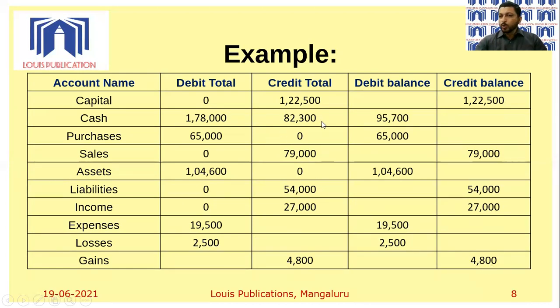Remember, whatever is shown over here is fixed. I am not specifying that the numbers are fixed. I am talking about the credit total and the debit total.